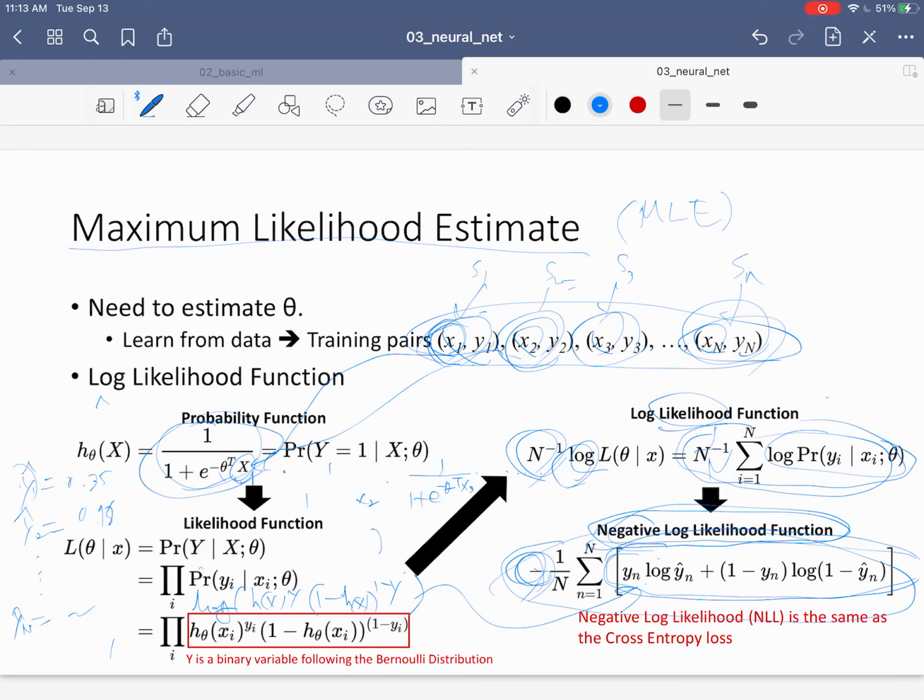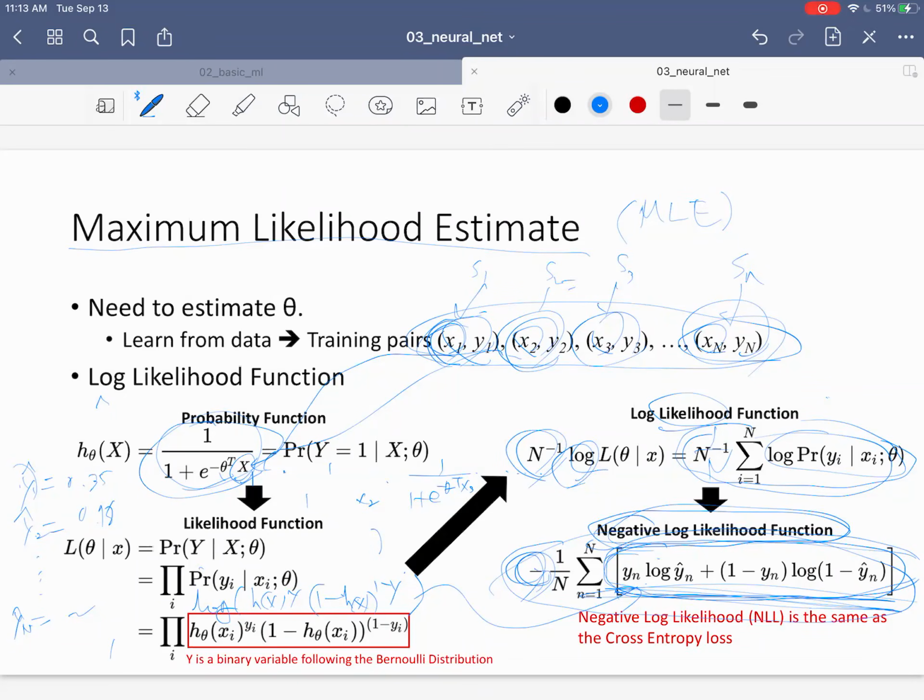And if you are familiar with cross entropy loss, then this is exactly the cross entropy loss, right? If you have learned cross entropy loss from some other machine learning class, you can see this is exactly the same thing. Cross entropy loss is basically just the Bernoulli distribution, put a log in front of it, and then put a negative sign in front of it. So that's exactly the same thing.